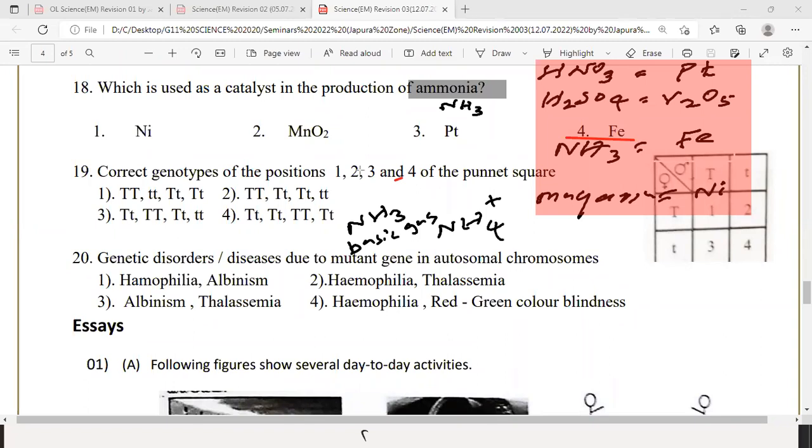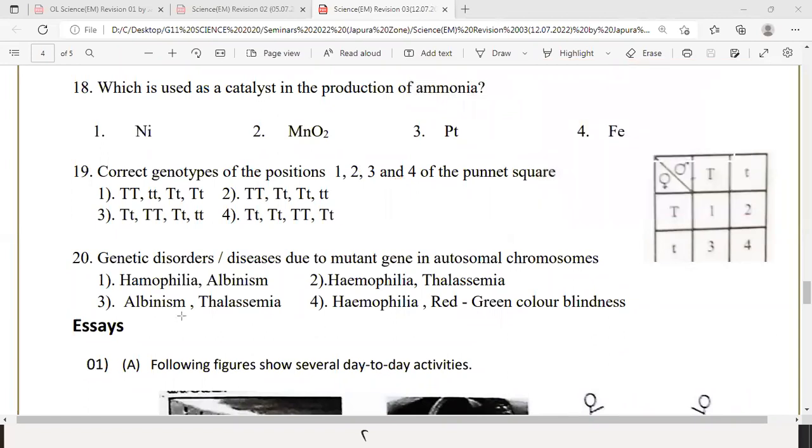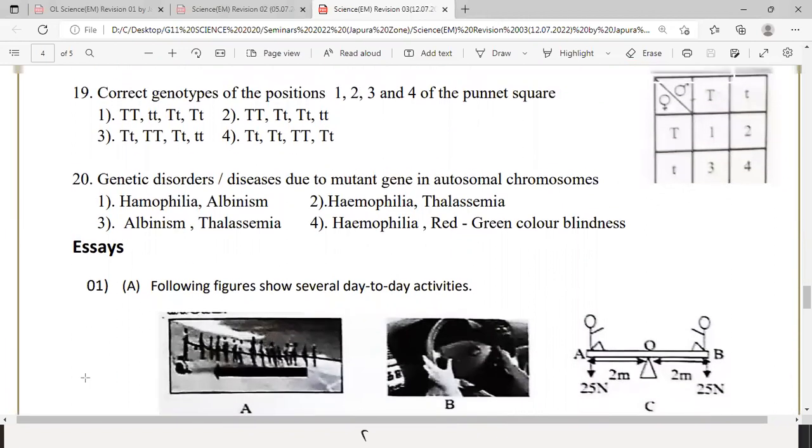Question number 19. This is from grade 10, the last lesson, genetics. So today I put questions from grade 10, mostly the third term work, because for the last 2 weeks we discussed the first 2 terms, chemistry, biology, chemistry, physics. Correct genotypes of the position 1, 2, 3 and 4 in the Punnett square. Okay, so I'll write quickly, then you can easily get the answer.